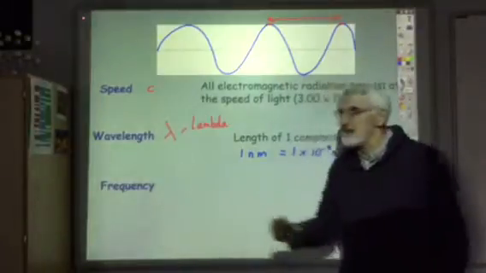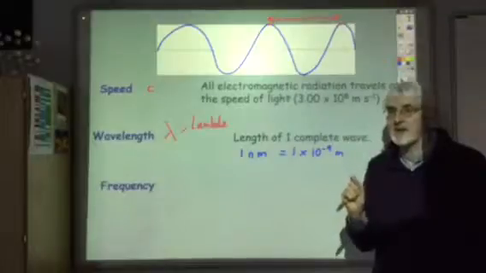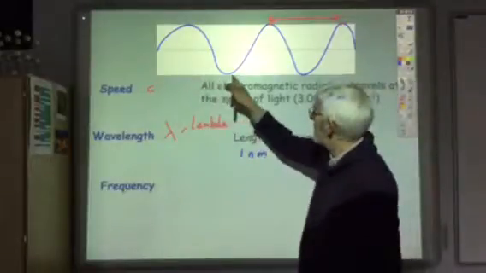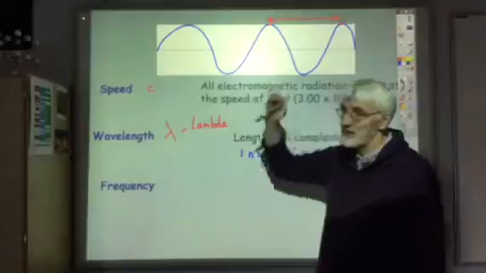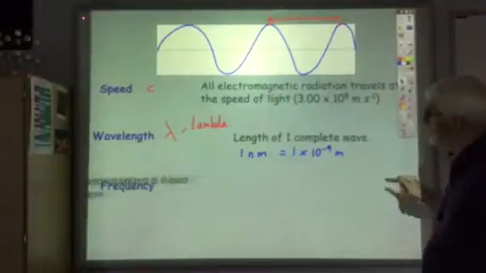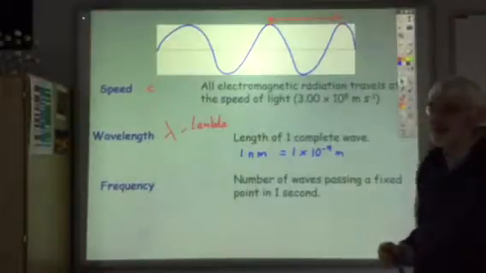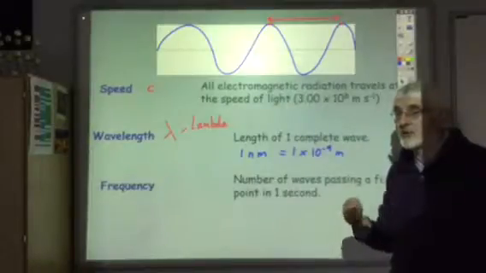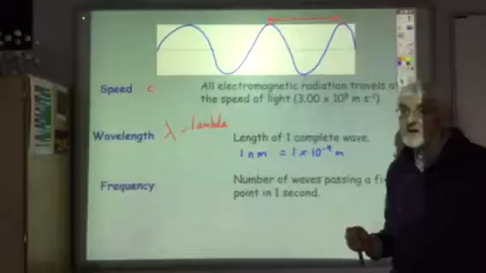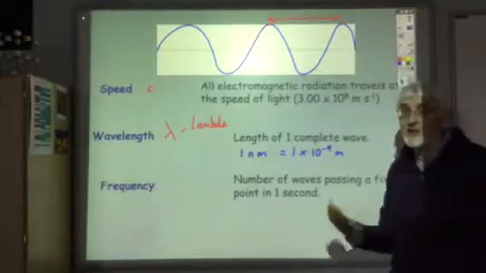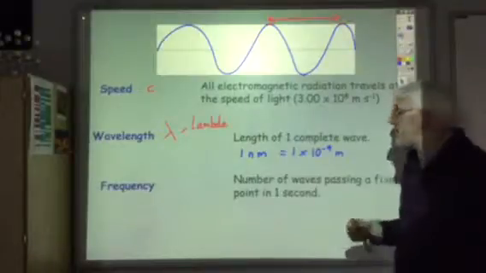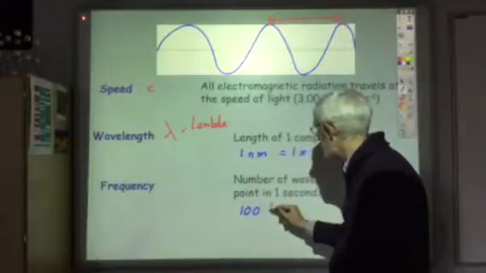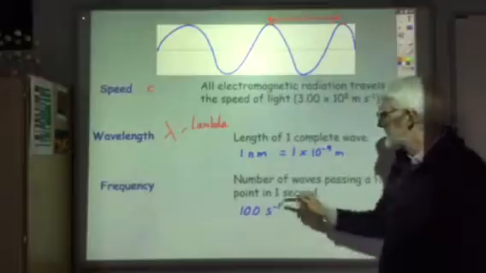And the frequency is the number of waves that pass a fixed point in 1 second. Imagine this wave's travelling from left to right, and you counted the number of complete waves that pass this point here in 1 second. A wave moving slowly, maybe only 2 complete waves pass a fixed point in 1 second. Or maybe it's faster moving and 100 waves pass a fixed point in 1 second. So if it was 100, the frequency is 100 per second.